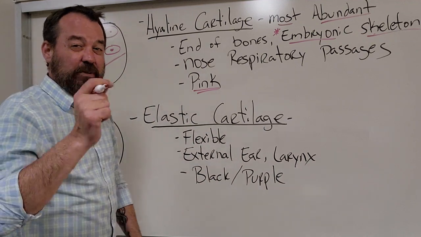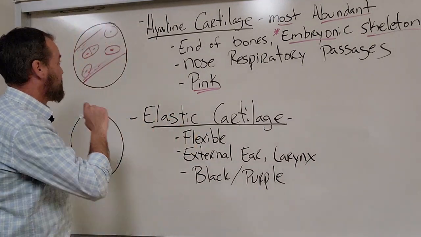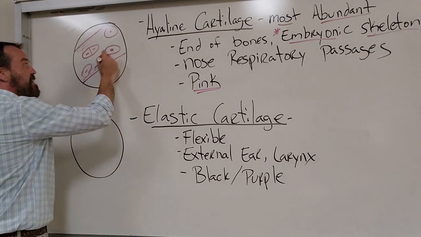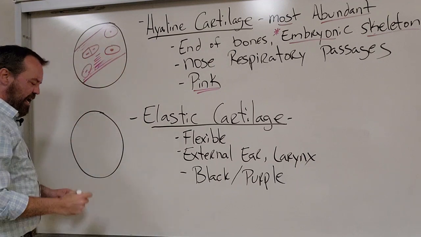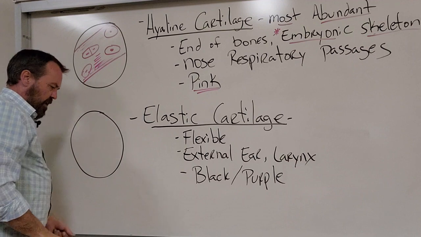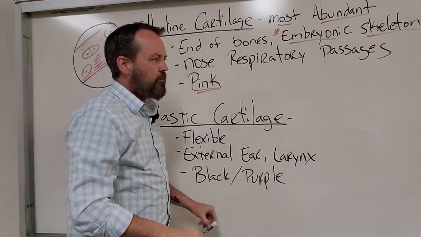Once we know it's a chondrocyte, then we just look at the color. And that's going to point us in the right direction. So in this case, if it's pink and we've got the chondrocytes, it is hyaline cartilage. Elastic cartilage is a little bit different.